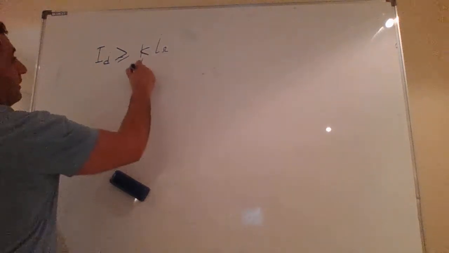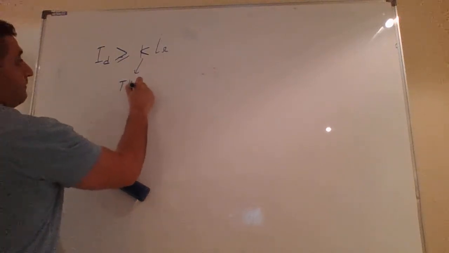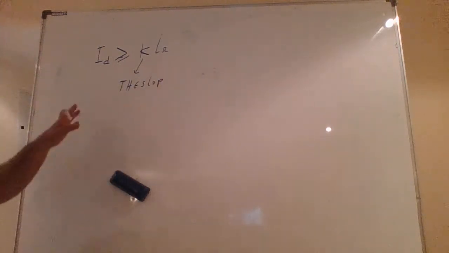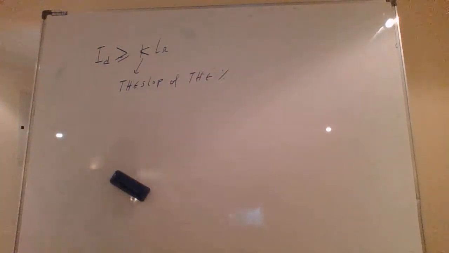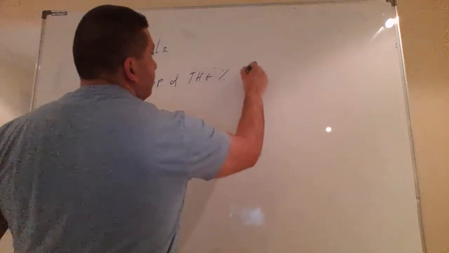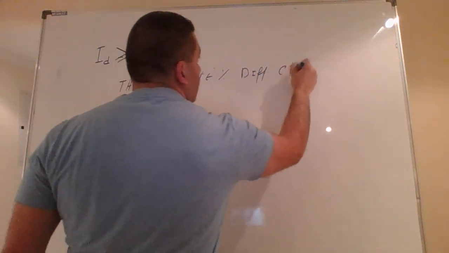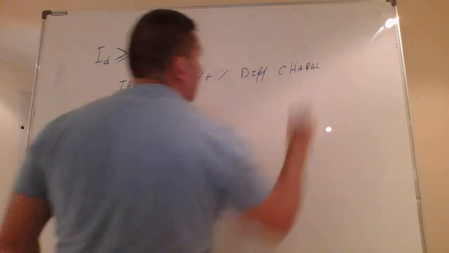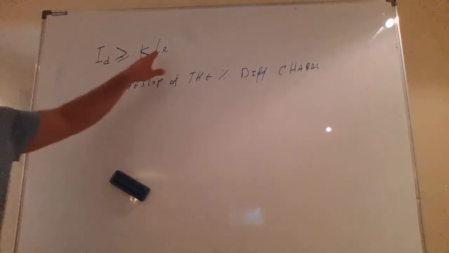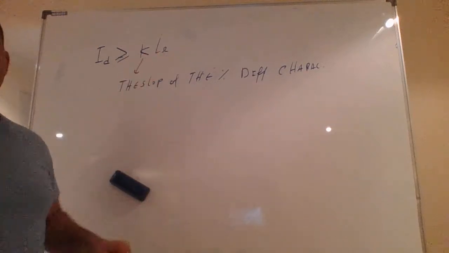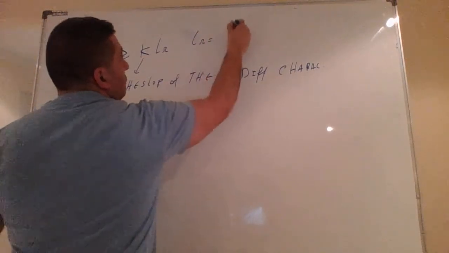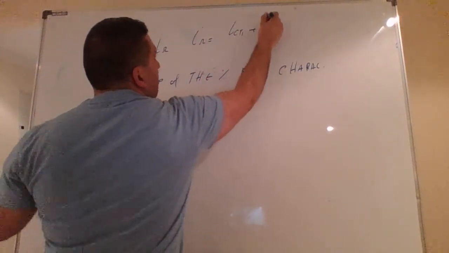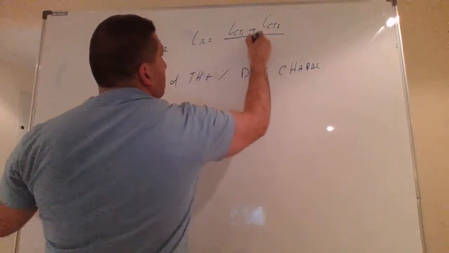Now, K is known as the slope. It's known as the slope of the percentage differential characteristic. IR is the actual restraint current, and IR from the previous lecture is equal to I of CT1 plus I of CT2 over 2.